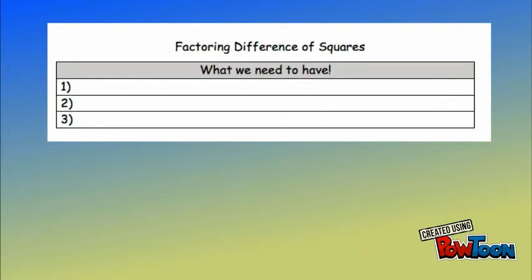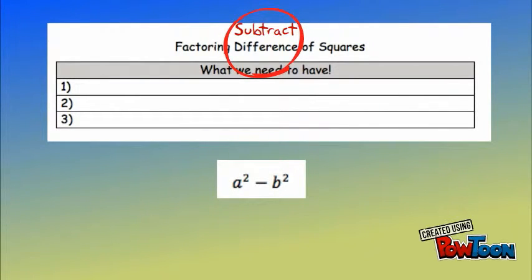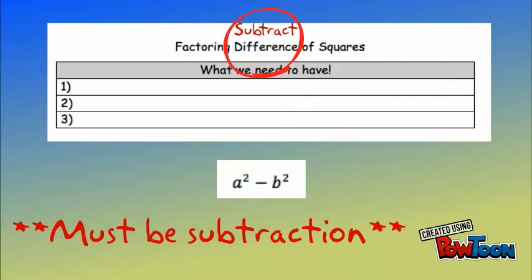The key here is that I'm talking about a difference of squares. What does that word difference mean? The word difference means subtract. My problem must be a subtraction problem in order for me to do the difference of perfect squares.